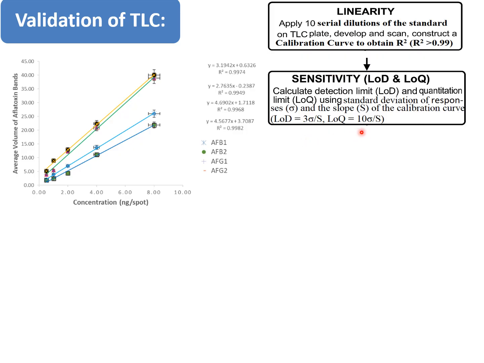These parameters are calculated from the calibration curve equation using a formula. Limit of detection is equal to 3 times the standard deviation of the response divided by the slope of the calibration curve. The LOQ, on the other hand, is equal to 10 times the standard deviation of the responses divided by the slope of the calibration curve.